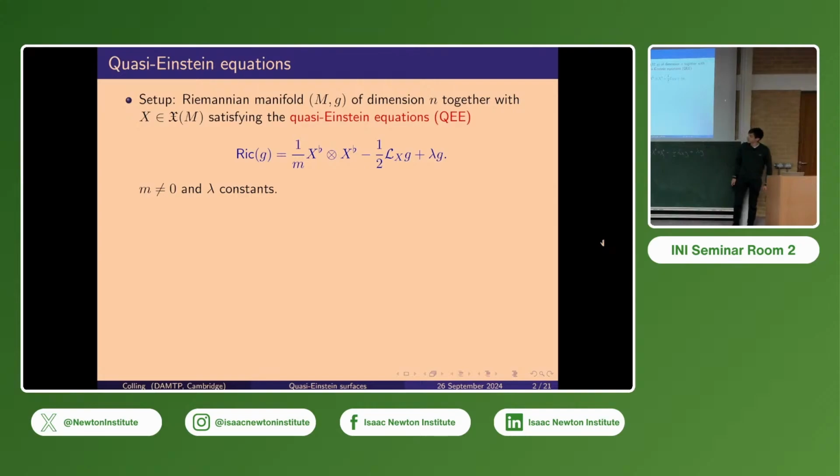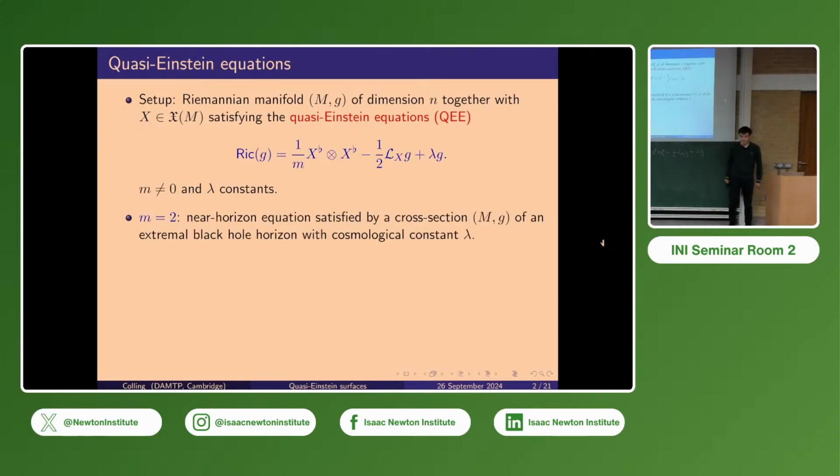There are various reasons to be interested in these equations. They appear in different contexts for different values of this constant m, and I'll mention some of those. First of all, when m equals 2, this equation is relevant in general relativity, and it is the near horizon equation describing cross-sections of horizons of extremal black hole spacetimes, where the spacetime is a Lorentzian solution to the Einstein equations with cosmological constant lambda. I talked about this case in detail last week. And here, usually, the manifold M is assumed to be compact.